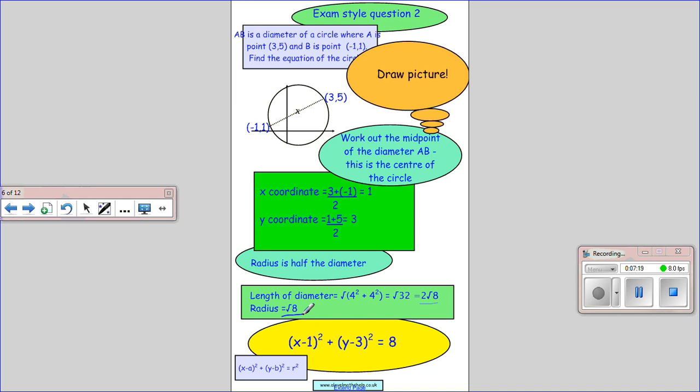And then when we put that into our equation, remember our a is the x-coordinate of the center, so that was 1, and our b is the y-coordinate of the center, which is 3, and our radius was root 8, so r squared would be 8. Okay, so hope that's helpful. You do have to remember some of your earlier coordinate geometry work for that sort of question.